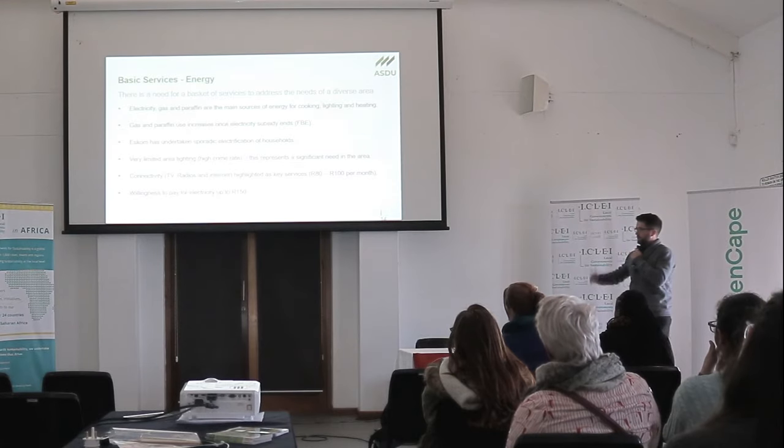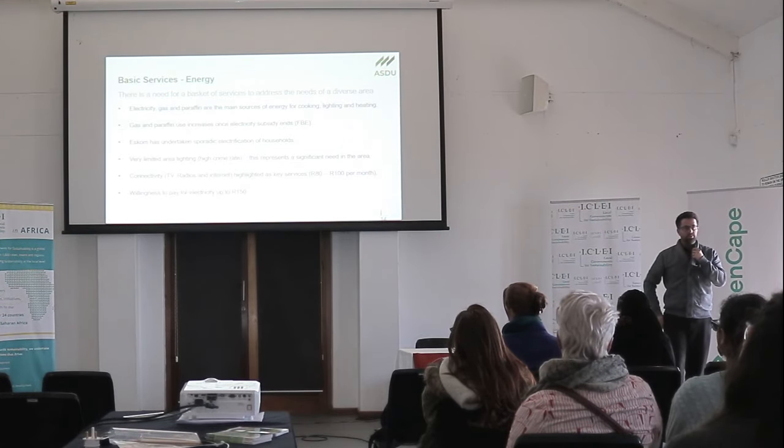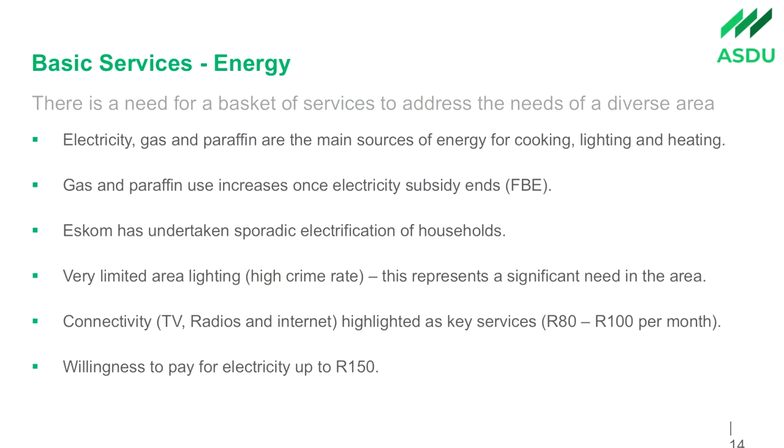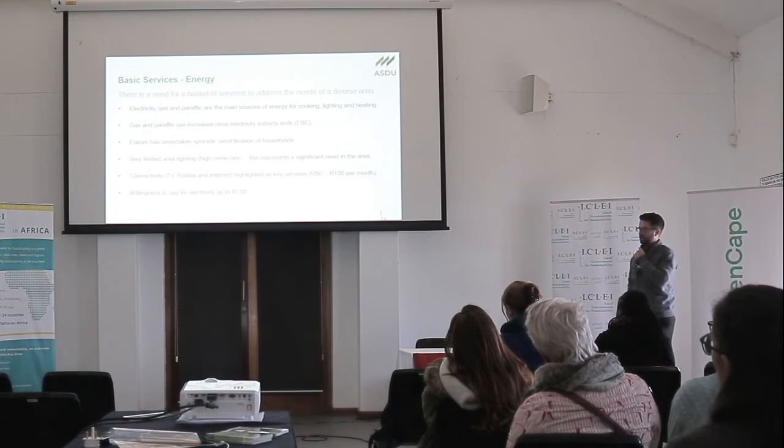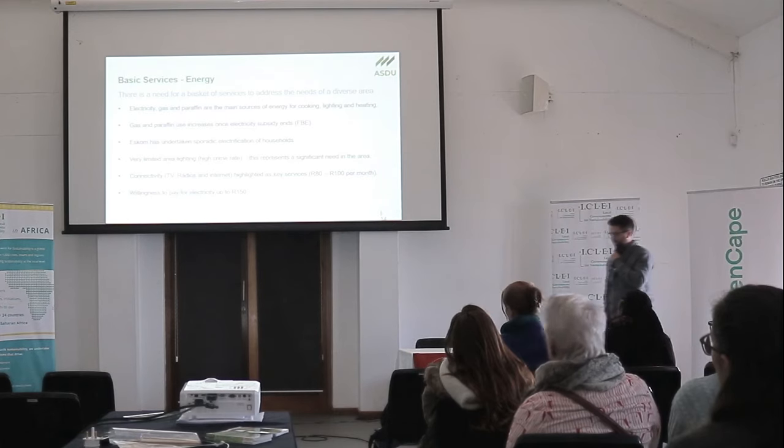What we've seen very quickly is there's actually less of a call at the moment for grid electricity per household, but there's a call for area lighting. There's a really high rape rate. 1 in 5 women living in Witsand have been raped. There's a call for area lighting to reduce darkness at night, traveling between toilets. People are spending between 80 and 100 rand per month on data, for example, in Witsand. There's a call for connectivity, there's a call for data, there's a call for internet connection there.